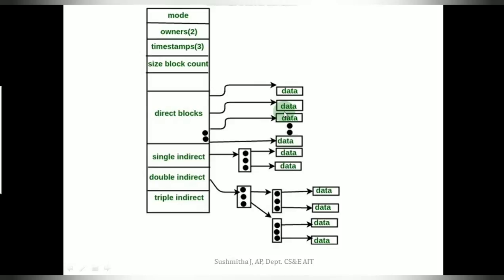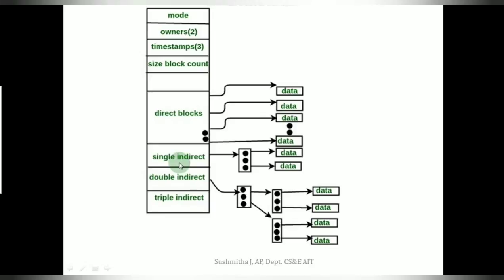That is, they contain the address of the block of the small files. That is, if the file size is very small and it does not need another level, it will be a part of the direct block. The next few entries, you can see, are the indirect block, and here the indirect block may be single indirect, double indirect, and triple indirect.